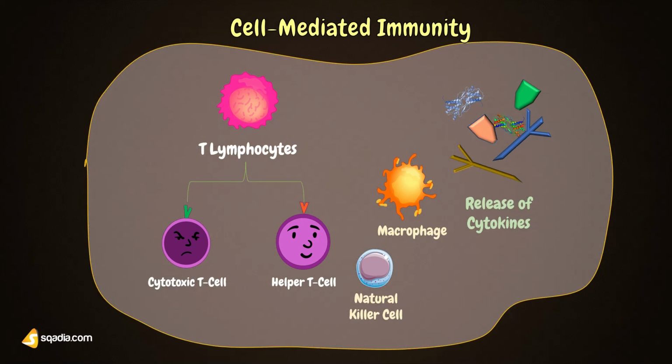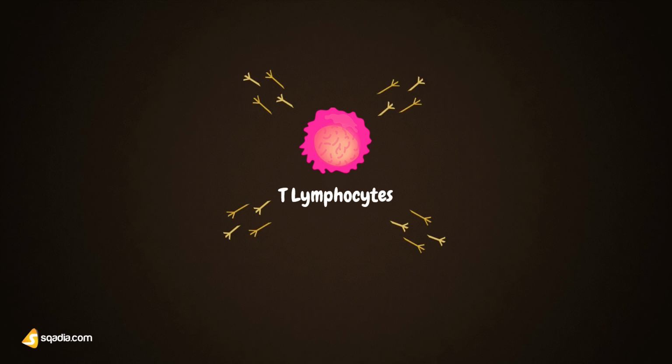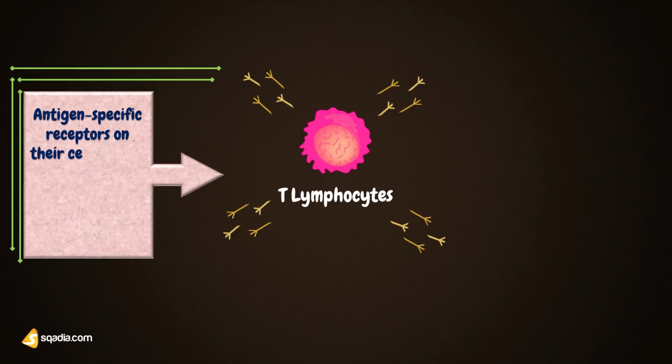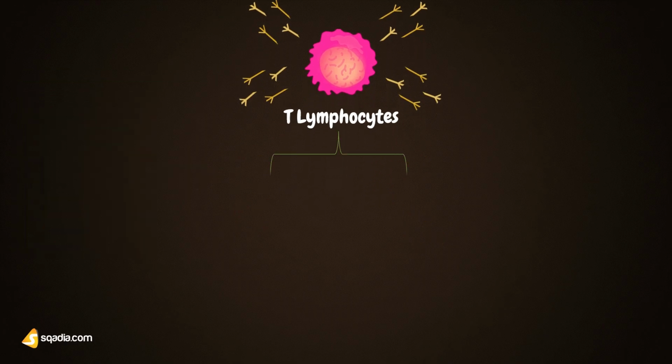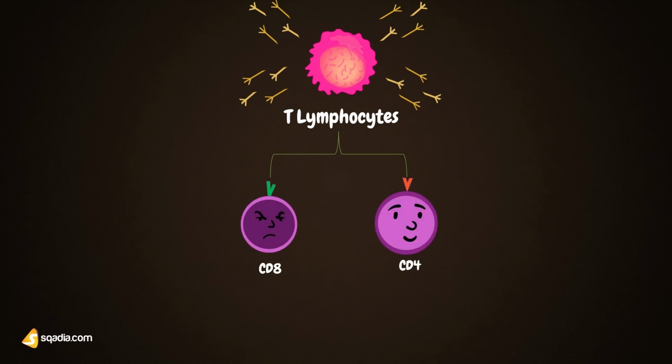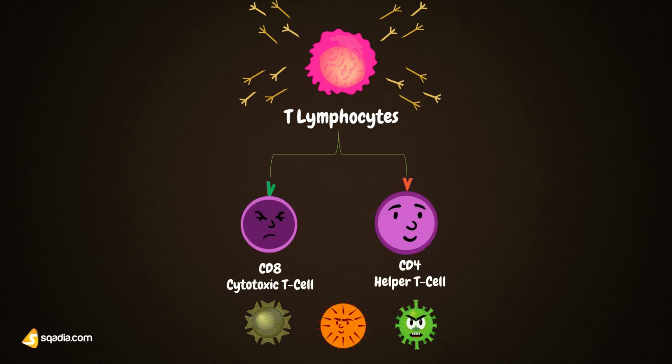In fact, the cell-mediated arm of the acquired immunity is carried out by the T cells. T lymphocytes are a major source of cytokines. These cells bear antigen-specific receptors on their cell surface to allow the recognition of foreign pathogens. They can also recognize normal tissue during episodes of autoimmune diseases. There are two main subsets of T lymphocytes, distinguished by the presence of cell surface molecules known as CD4 and CD8. They are the cellular fighters that fight against invading pathogens. Let's go through the names and functions of these cytokines one by one.